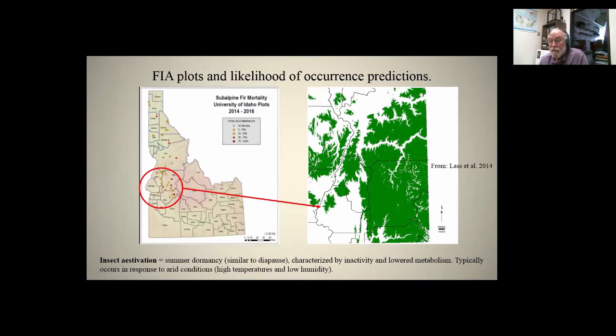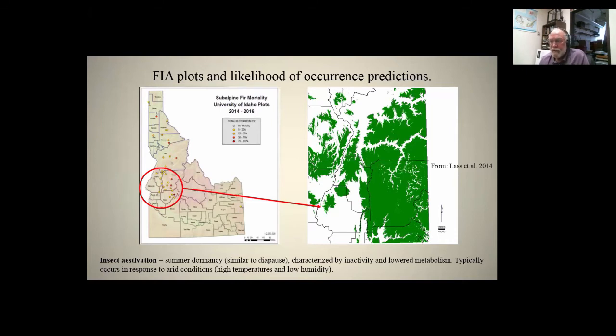Another thing I want to bring up, Fred mentioned that they are very confident in the number of generations and the development of the insect in the east. I can't say that we are that confident here, especially as we get into higher elevation, especially at the low humidity conditions that we have. Some of us are starting to think that balsam woolly adelgid can go through, does go through a summer dormancy, estivation, which is very similar to winter diapause for those of you who are used to that term. And it's characterized by an inactivity.